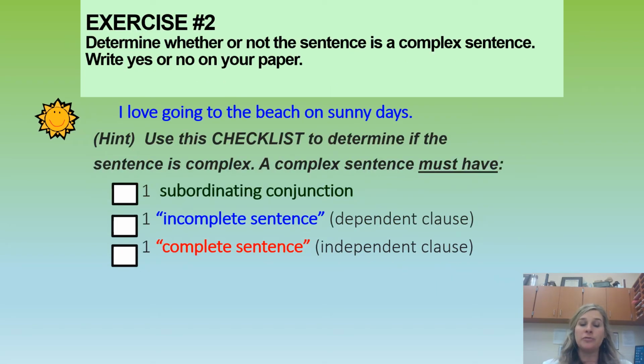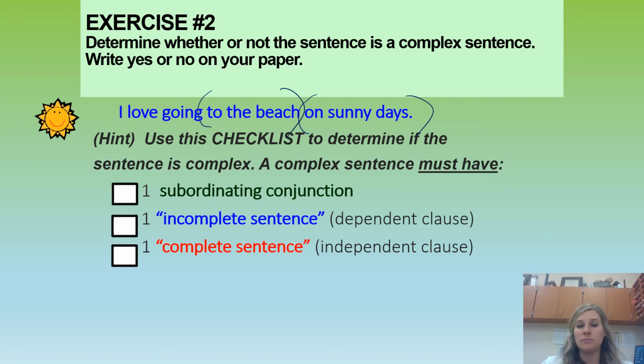Now write down number 2. Let's try the same thing with this one. I love going to the beach on sunny days. So first, I'm going to look for that subordinating conjunction. Not seeing one. If you were thinking that on could be one, no, that's a preposition. On sunny days is a prep phrase. Same thing with 2.